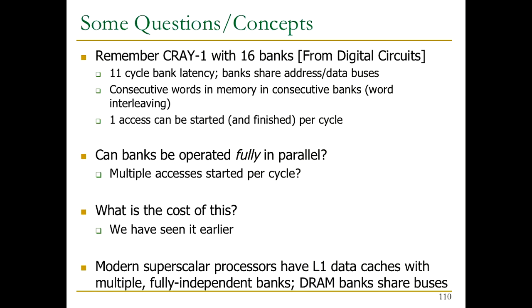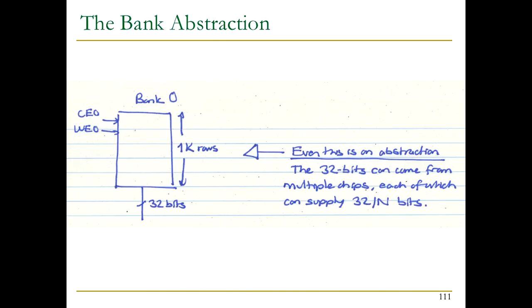Okay, so this is the bank abstraction. As I've shown you, it's very similar, right? This is bank zero. It supplies you 32 bits, for example, 1K rows. This should actually be 32K, for example. But even this is an abstraction, in multiple different ways. One is it could actually be smaller. There are sub-banks, as I've discussed, and as we will talk about. I'll give you a reference to it also.